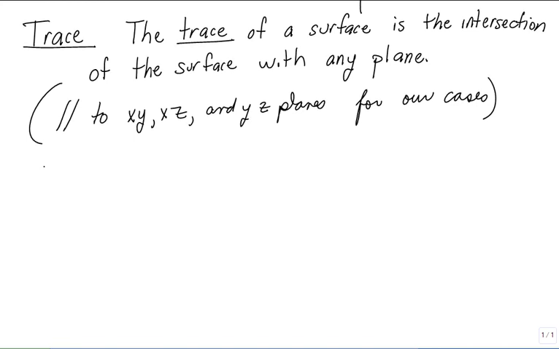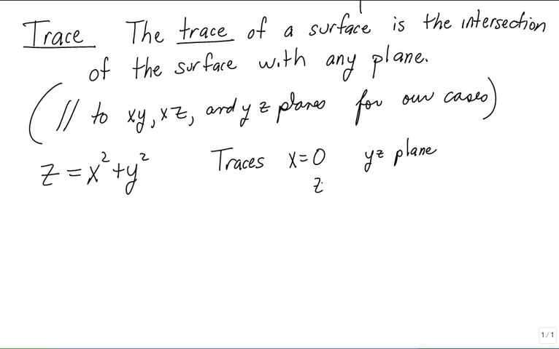So let's look at an example. Let's look at z equals x squared plus y squared. Now, it doesn't matter which one you do first, but let's look at some of the traces. If we let x equal 0, we're in the yz plane. And then we have z equals y squared, which is a parabola. So here's y, here's z. Again, we have to remember this is 3 dimensions. X is coming straight out at us. We get this parabola.